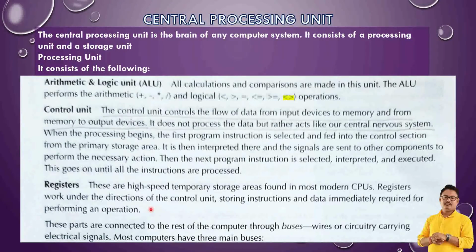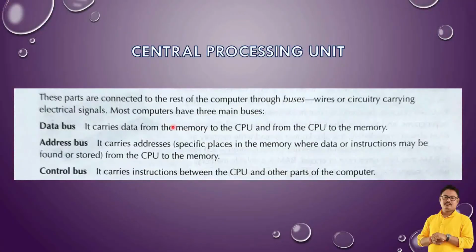That means with the help of wires or circuitry carrying electrical signals. Most computers have three main buses. These parts are connected to the rest of the computer through buses, and the three main buses are there. The first is the data bus.